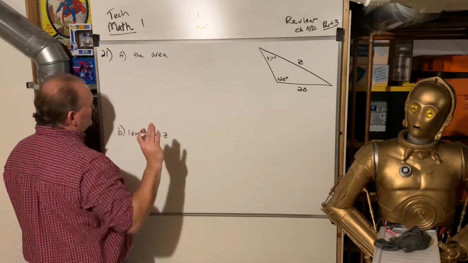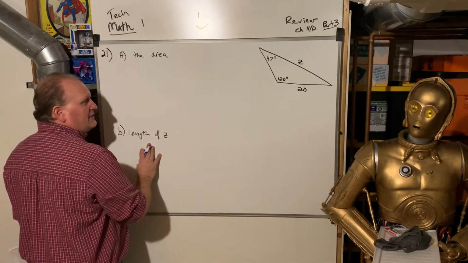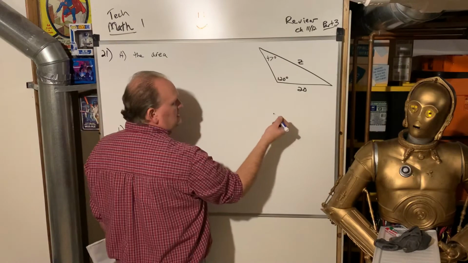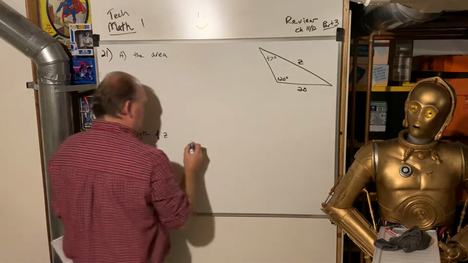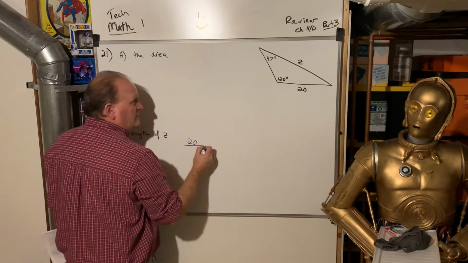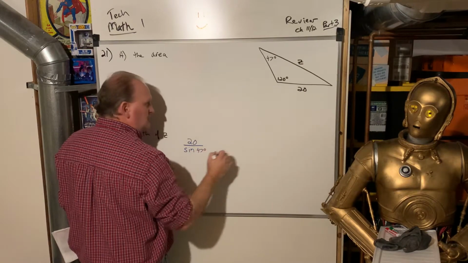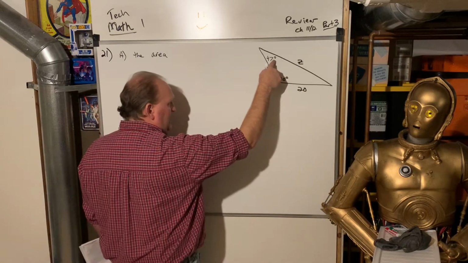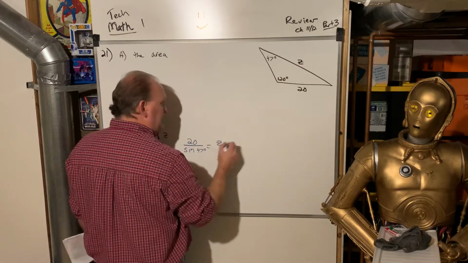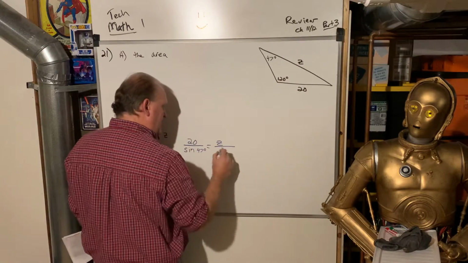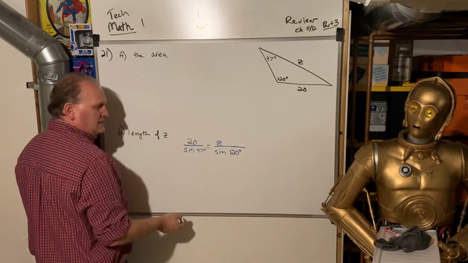The area is a real tough one, and I'll show you how we're going to do area. But first, let's find Z. So how does law of sines work? It's kind of basic. It's the side opposite, like this 20, over the sine of the angle opposite. So the side opposite over the sine of the angle that it's across from is equal to Z, the side opposite over the sine of the angle it's across from. That's the law of sines.